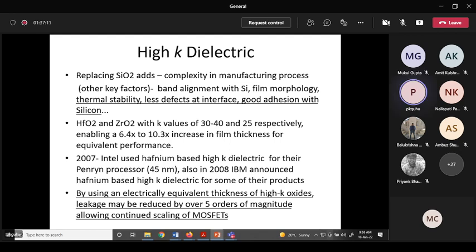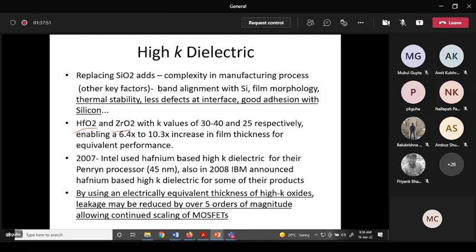People started using, in fact nowadays present day MOSFETs don't use silicon dioxide as a gate layer. They use HfO2, hafnium dioxide, or zirconium dioxide as the gate layer. You see, they have a much higher K value compared to that of SiO2.